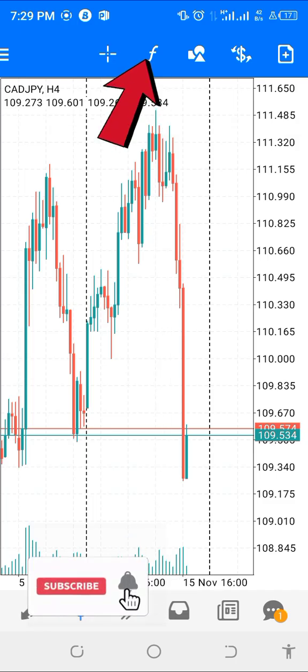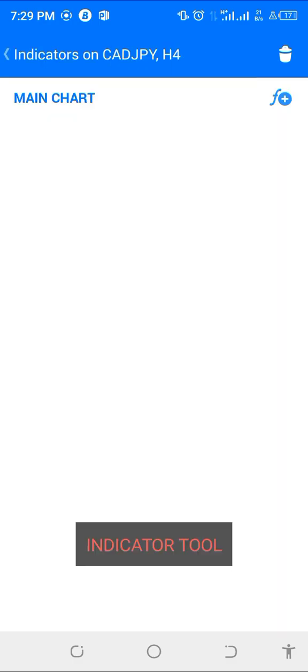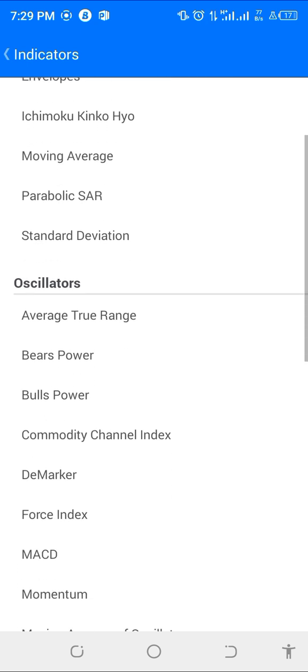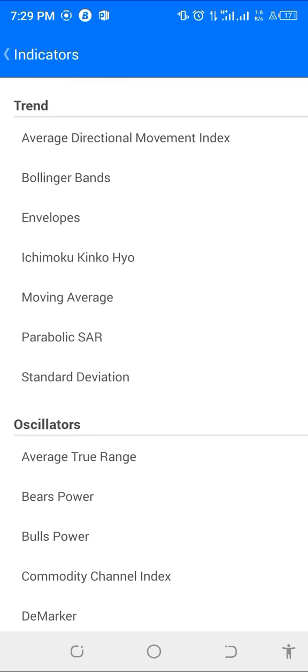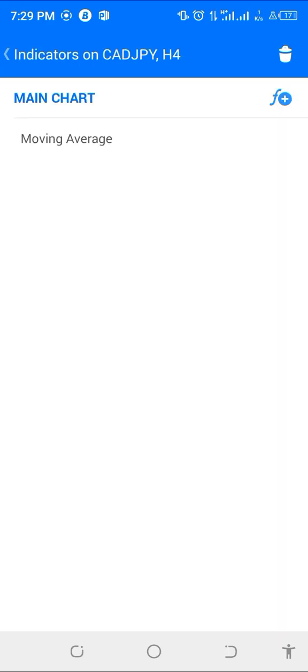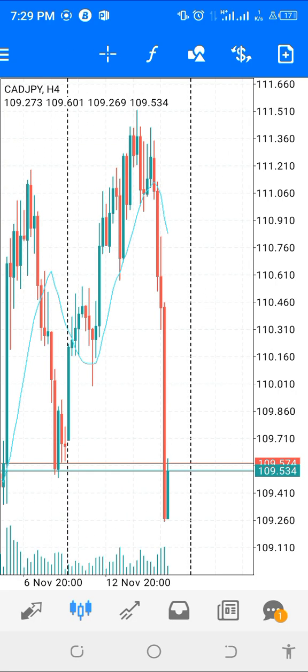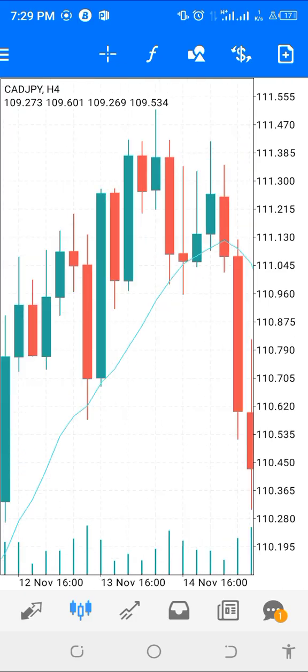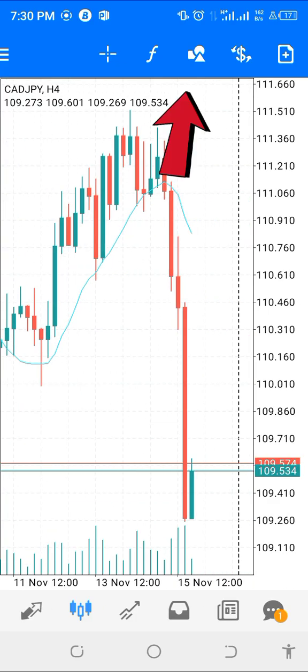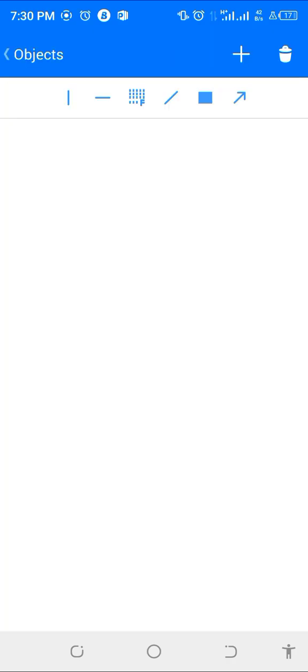So that is it. Then this F2 is known as indicator, and with it you can add an indicator to your chart. Let's say let me add the moving average. Then I click done. So you can see the moving average right here, showing this downtrend. Then the other tools here, which I'm going to speak more on in this particular video.